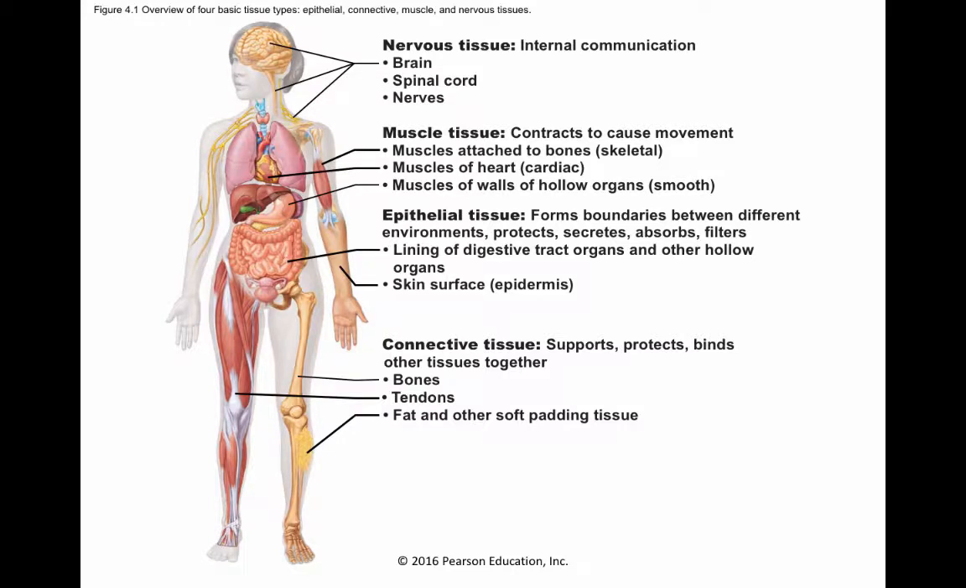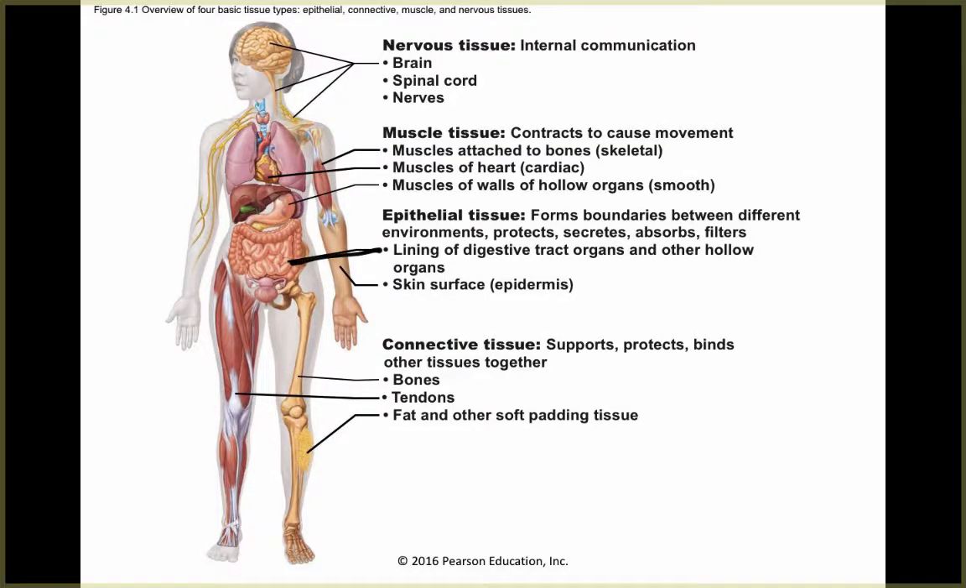You can see epithelial tissue, you'll notice here and here. The one that we normally think about first is the skin, cover, or surface, the epidermis, which we're going to talk about. The next is the integumentary system, which is the biggest organ in the body that includes that. Lining of the digestive tract and organs and other hollow organs. So these guys essentially are important because they form boundaries between different environments, protect, secrete, absorb, and filter.